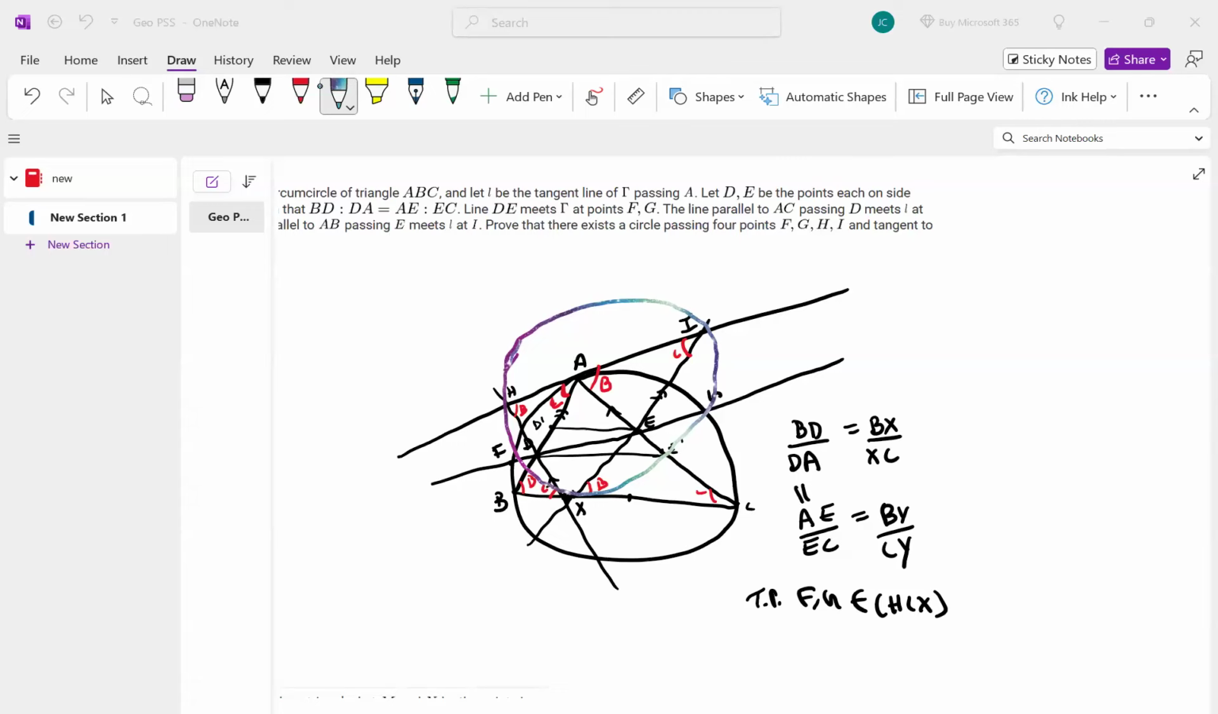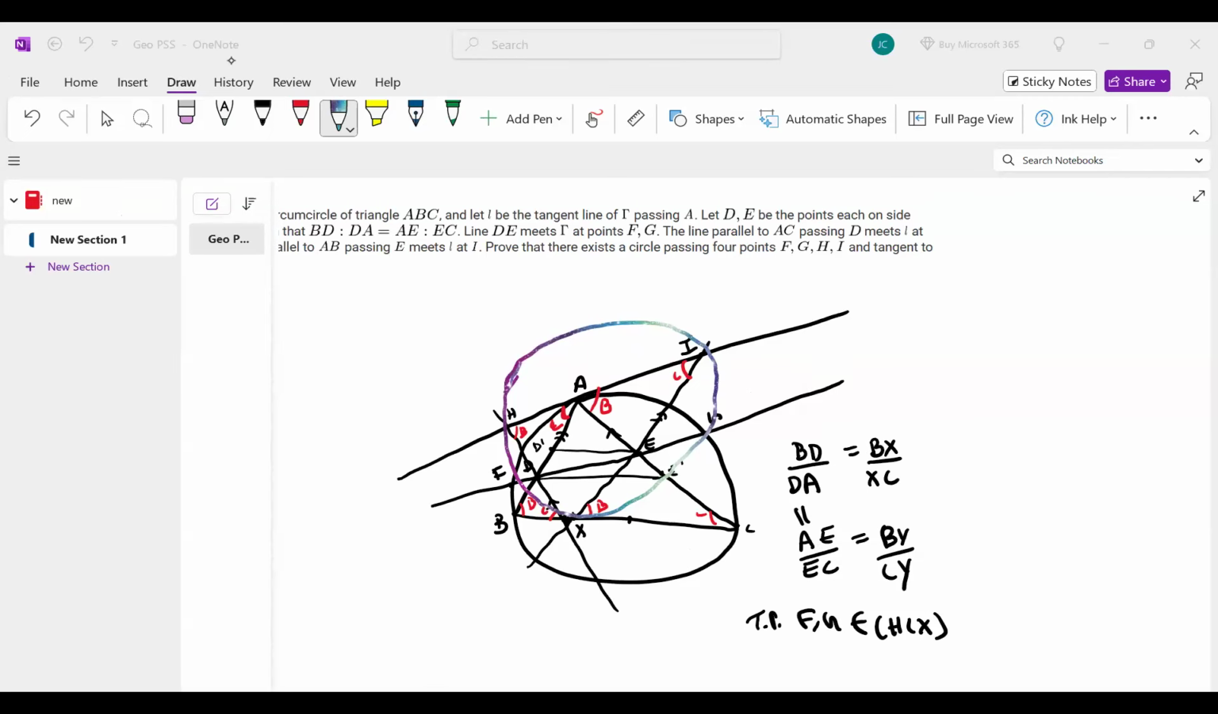Yeah, that's what I'm saying. IXC is equal to B and IHX is equal to B. Yeah, so I just want to show F and G lie on that. So then I want to show that basically FG is the radical axis.